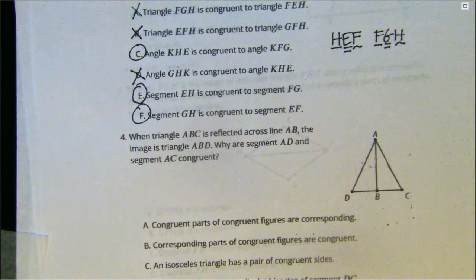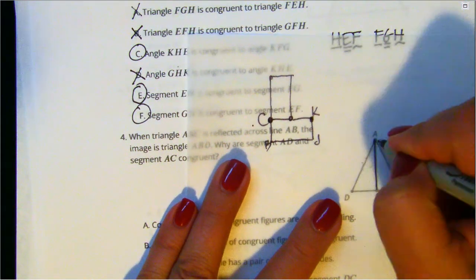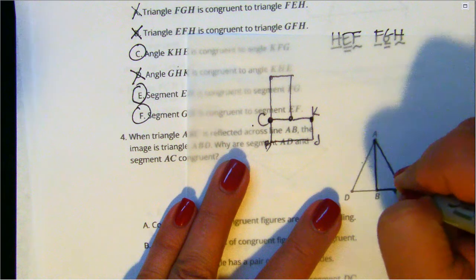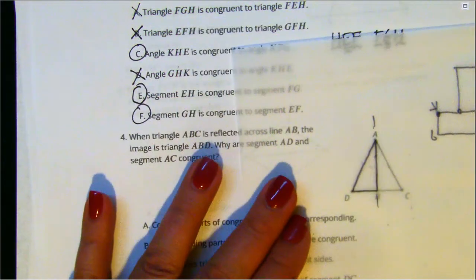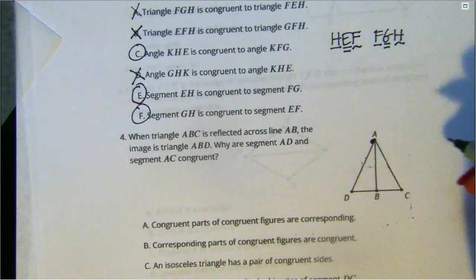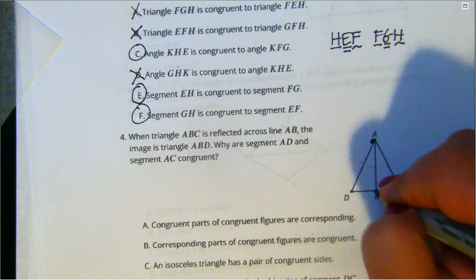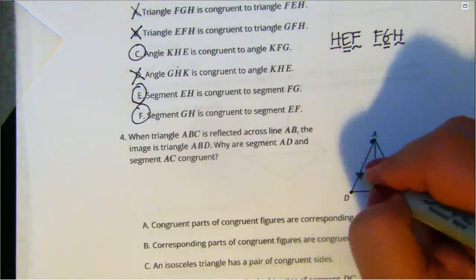All right, number 4. When triangle ABC is reflected across line AB, the image is triangle ABD. We did this one, I think, in the lesson 1 practice problems. We created this. If I reflect that across here, I've now created this new triangle ABD. It says, why are segment AD and AC congruent?